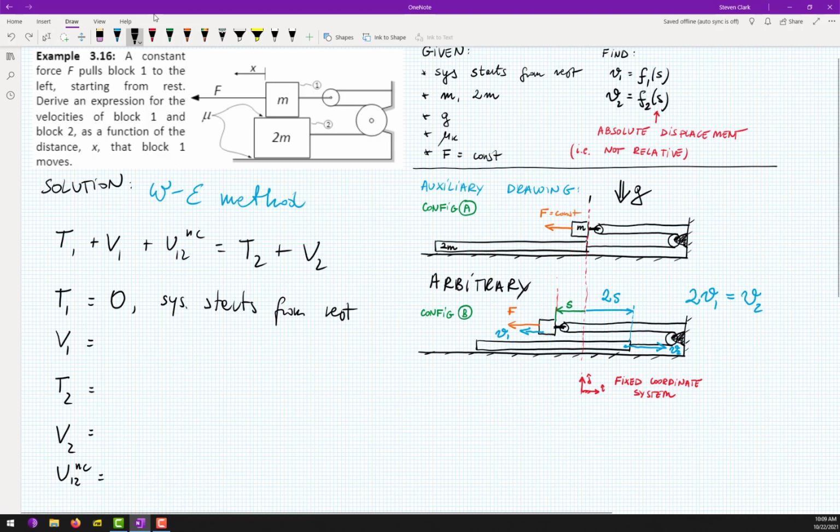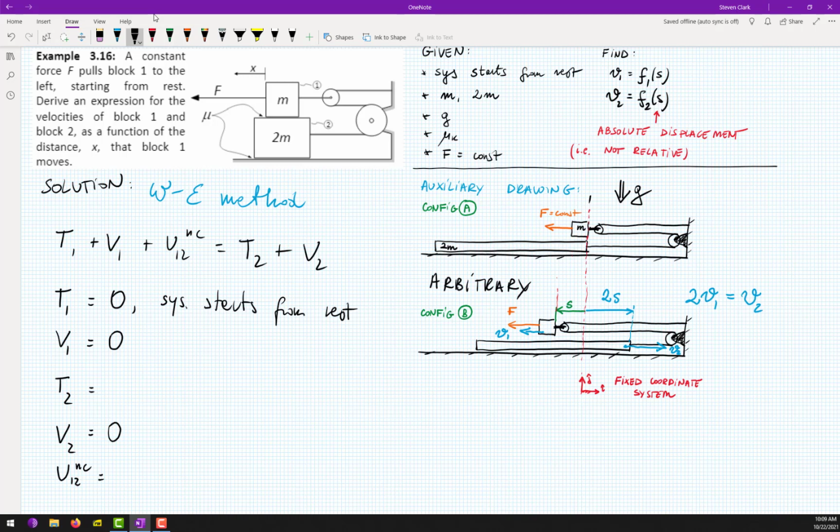How about these potential energies? Do we have springs in the system? No. Do our bodies change elevations? No. So I know the answer. It's 0 and 0. No springs in the system, bodies don't change elevation.